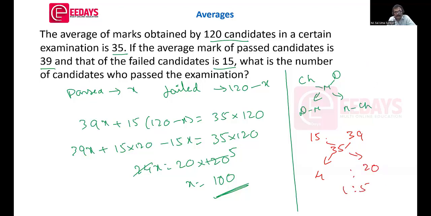So if 15 is the failed and 39 is the pass, what we required? We require the passed candidates. So that is equal to 120 × 5/6. So that is equal to 100, which is the required answer.